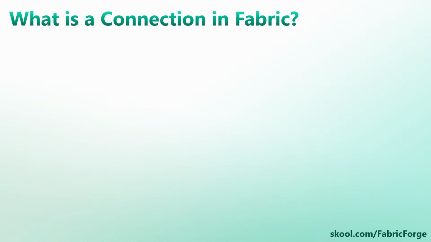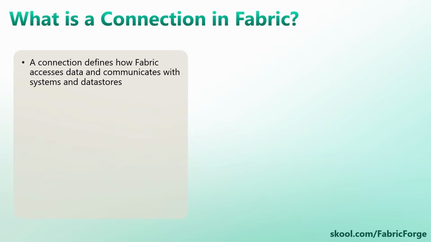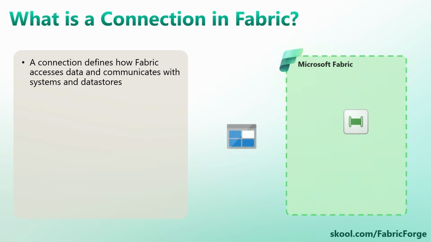But now let's cover connections. Let's start by covering what is a connection in Fabric. Basically, a connection defines how Fabric accesses data and communicates with systems and data stores. Here we can, for example, see a pipeline in Fabric, and then we have an Azure blob storage. In order for us to access the data sitting in the blob storage, we would have to define a connection to Fabric that our pipeline would then be able to use to get the files from that blob storage.